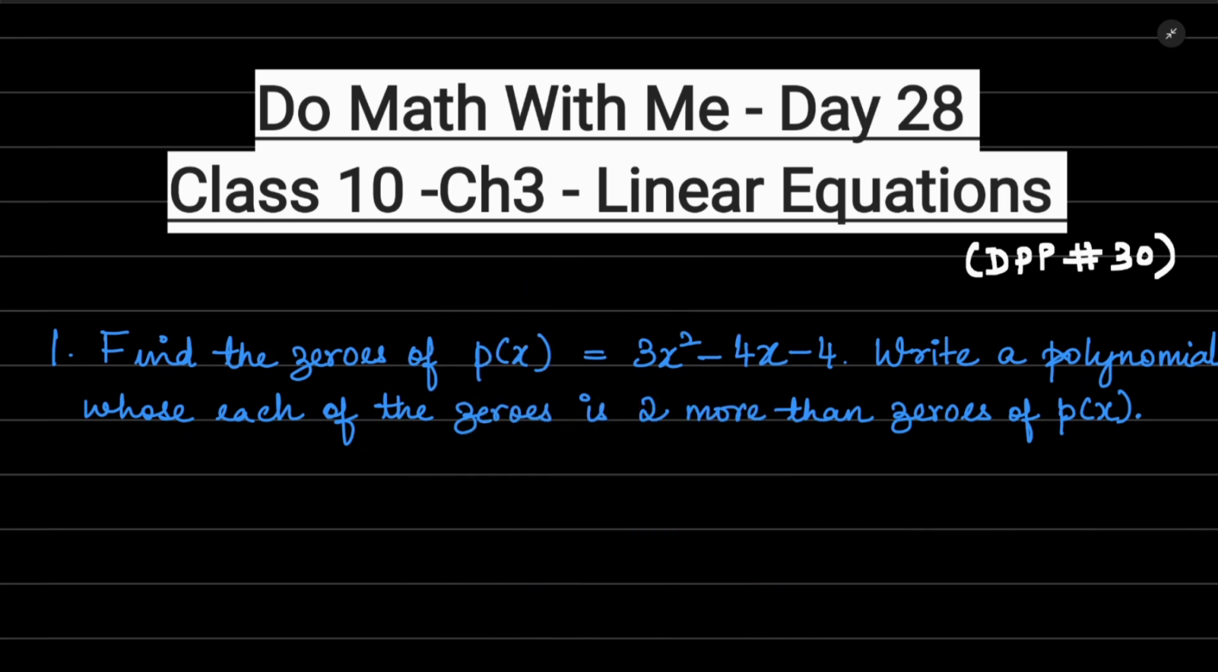Let's get started. So the first question is, find the zeros of p of x equal to 3x square minus 4x minus 4. Whenever you have to find the zeros, you have to equate the polynomial to 0. That's the first thing. And write a polynomial whose each of the zeros is 2 more than the zeros of p of x. So first of all, let us find out the zeros of p of x.